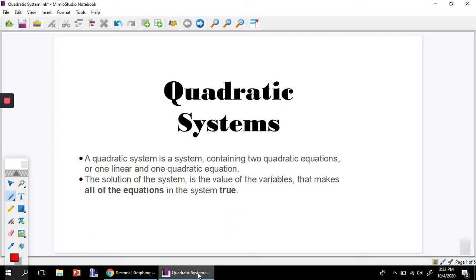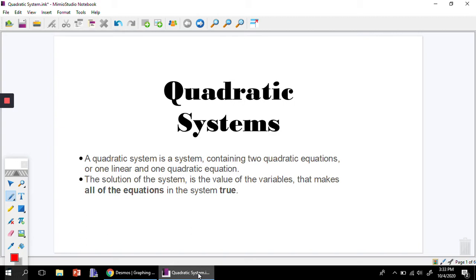Good morning. Today we are going to discuss the last topic in second unit, or unit 2. The last topic is about quadratic system. What do we mean by quadratic system? A quadratic system is a system containing two quadratic equations or one linear and one quadratic equation.